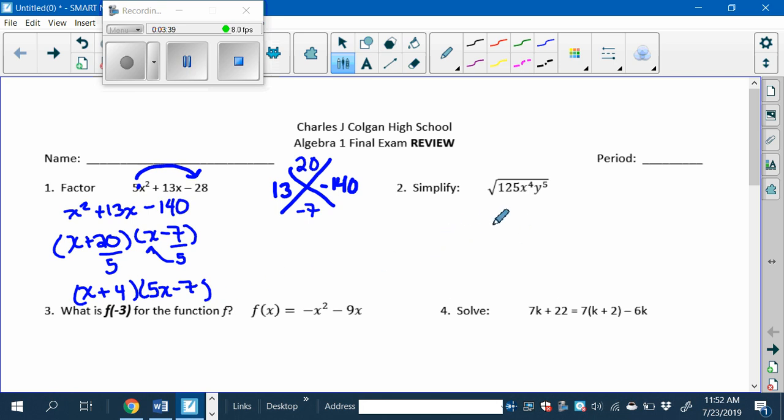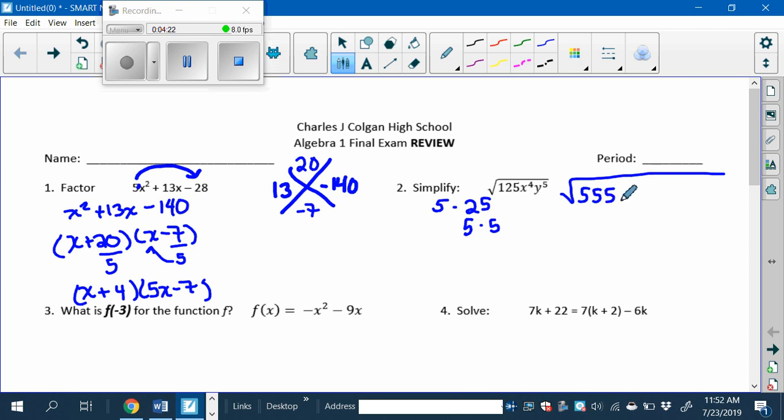Now, when we're simplifying 125, remember, when we're doing square roots, we're looking for sets of 2. So the first thing I want to do is factor out 125. I do that by doing prime factorization. So that's 5, and then 125 divided by 5 is 25. So that's 5 times 25, which is 5 times 5. Okay, and I turn this into a radical. So this is equal to 5 times 5 times 5.